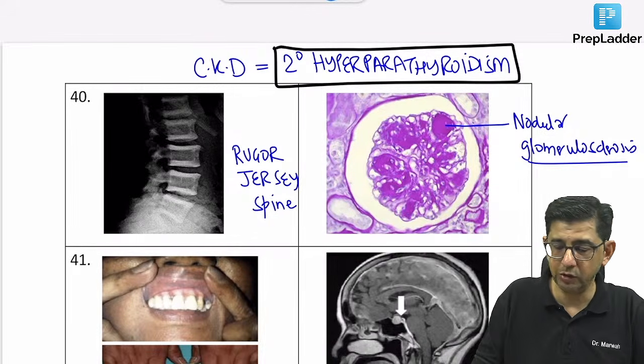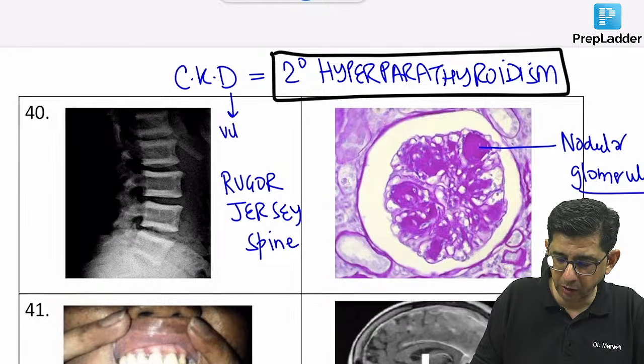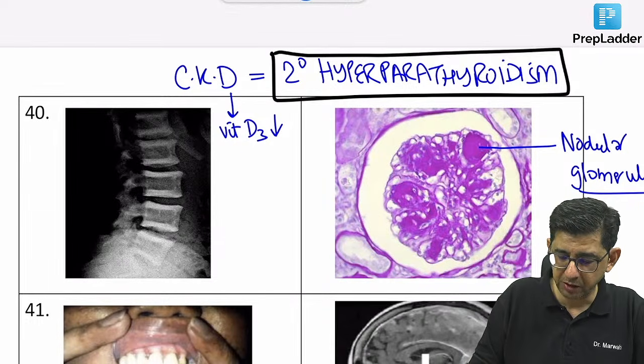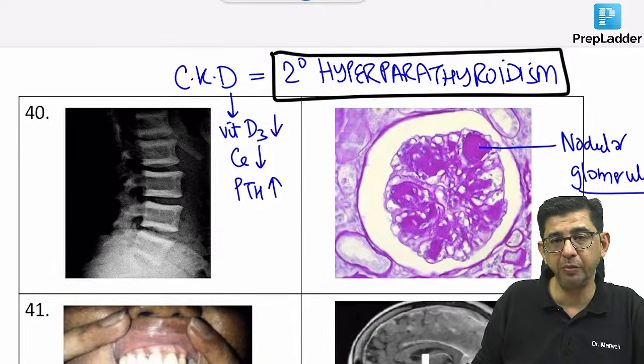I think everybody knows the logic, but I'll say it quickly. In CKD, the production of vitamin D in the body will be less. If vitamin D is less, then calcium in the body will become less. If calcium in the body becomes less, there would be a secondary increase in PTH. That is why this is secondary hyperparathyroidism.